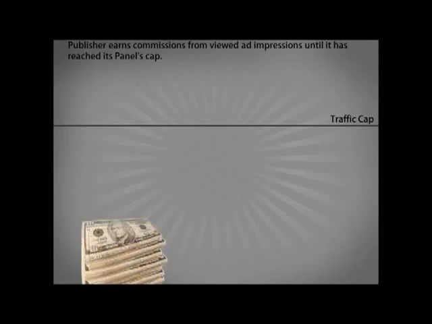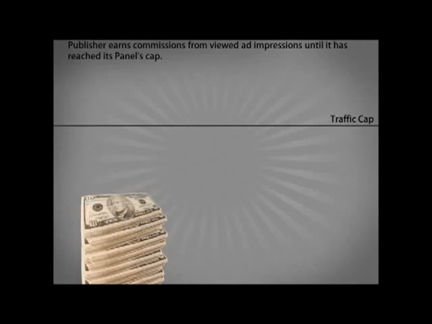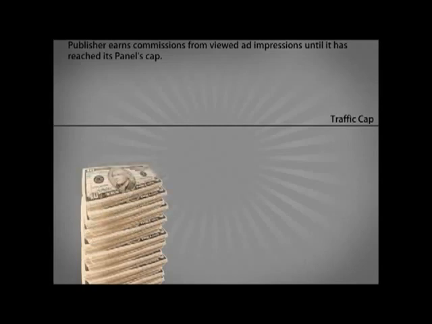That line there is your traffic cap. That's the maximum amount of commissions you can earn from a given panel. So let's say this is a green panel. That means the maximum amount of revenue a green panel can earn is $540. So here the panel is, and it's starting to earn money. As traffic is coming in, it's earning revenue, and you're earning part of that revenue as commissions.